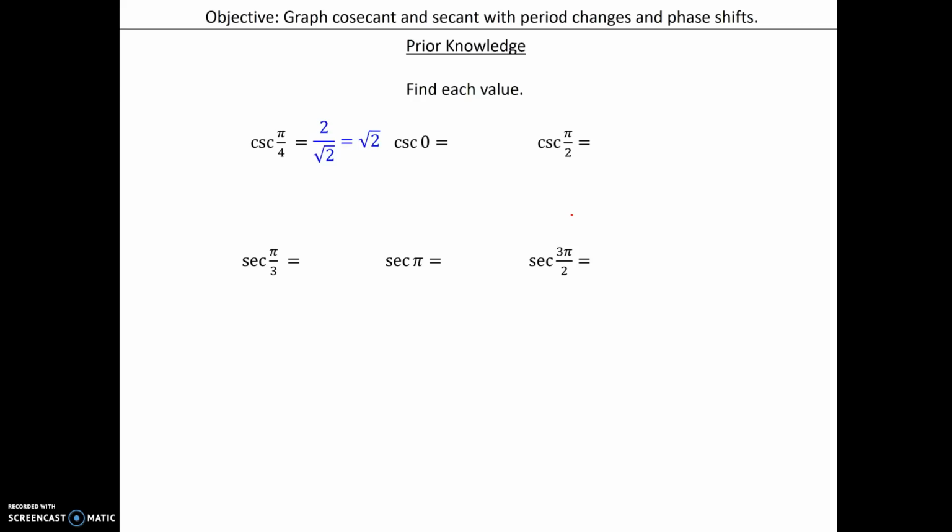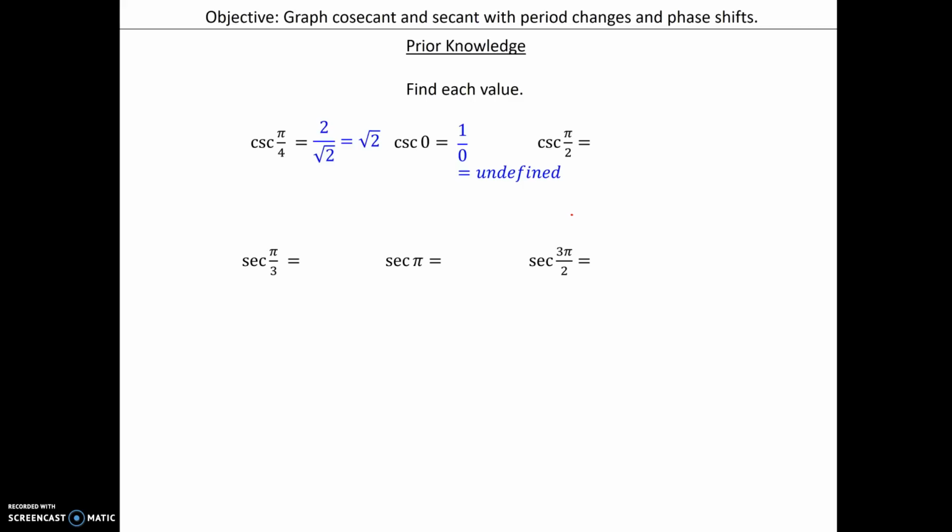Same thing for cosecant of theta: if I took the value of cosecant of 0, sine of 0 is 0. So 1 over 0 is undefined, and visually you know that an undefined value is an asymptote.